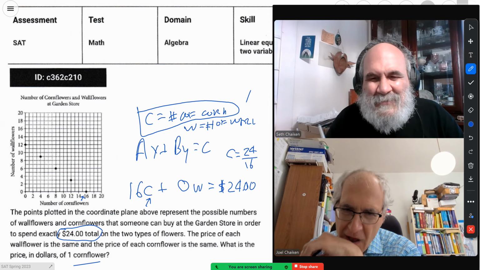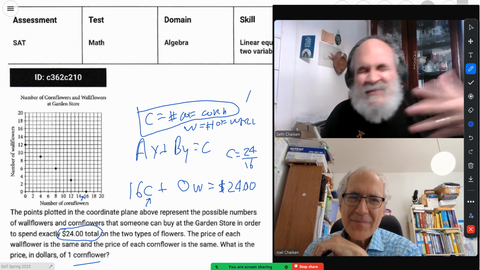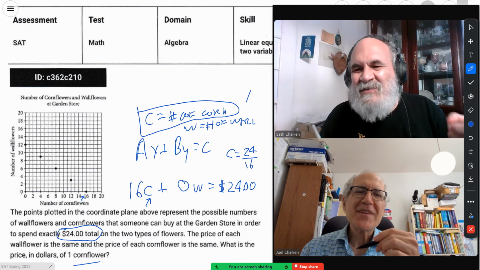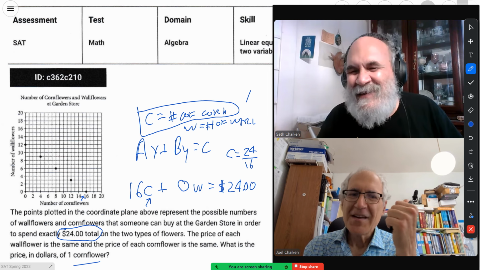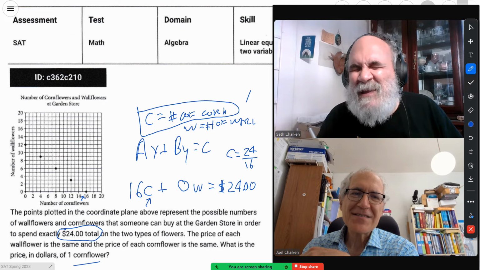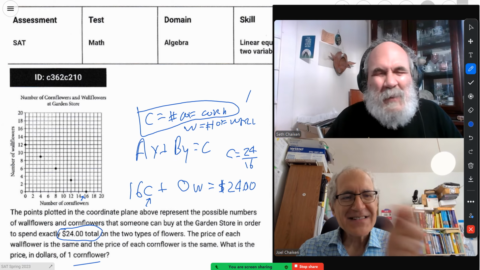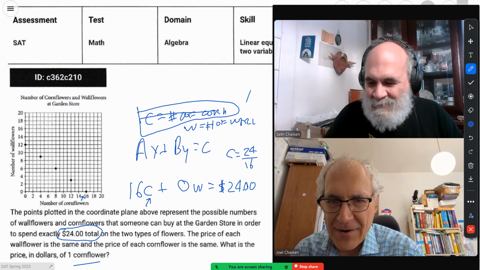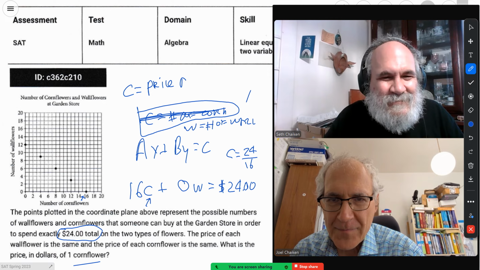Oh, shoot. Oh, no, C is the price. No, you said C is the number of cornflowers. Okay, fine. So my thinking was screwed up. In the top, C is the number of cornflowers. In the bottom, C is the price. My thinking was screwed up, but I still get the same answer. Give yourself more consistency. I totally screwed it up, but I still would have gotten the right answer. C is not the number of cornflowers. C is the price per cornflower.